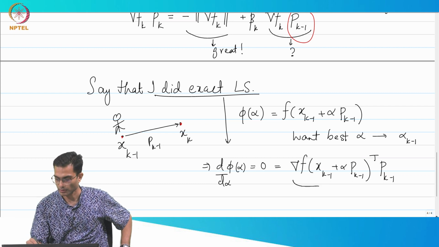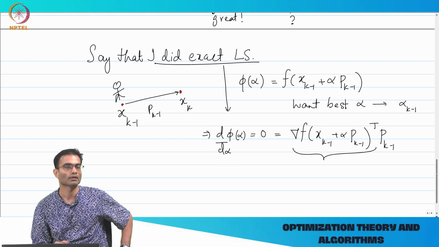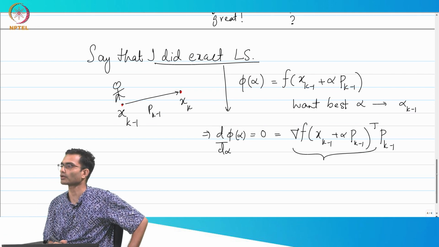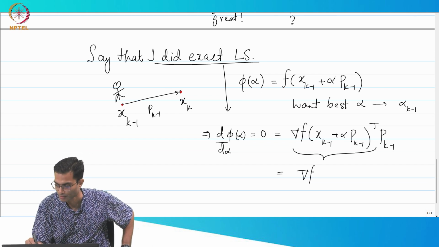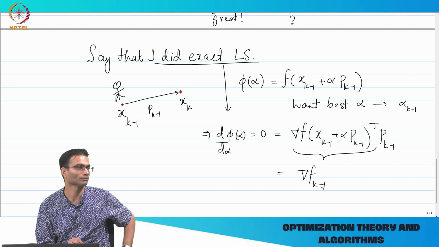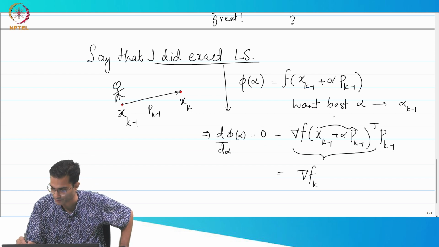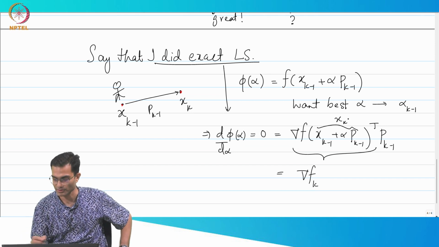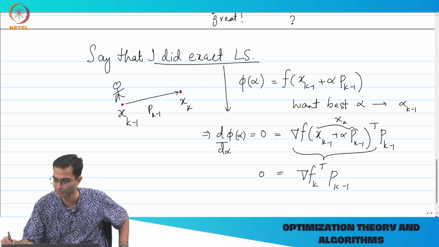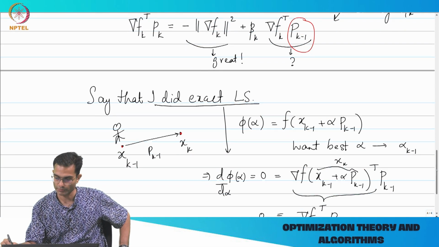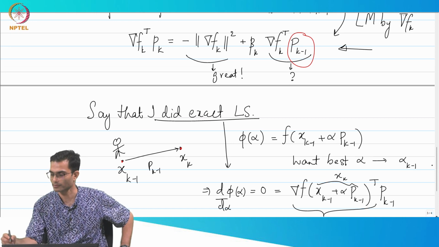Now this whole expression over here, what is the short form notation for this? Is this grad fk or grad fk minus 1 or nothing? Oh, sorry, this is grad fk, right? Because this expression over here is nothing but xk. So this is grad fk transpose pk minus 1, and this should be equal to 0. Does this look familiar? It's the exact same character on the right hand side of this.